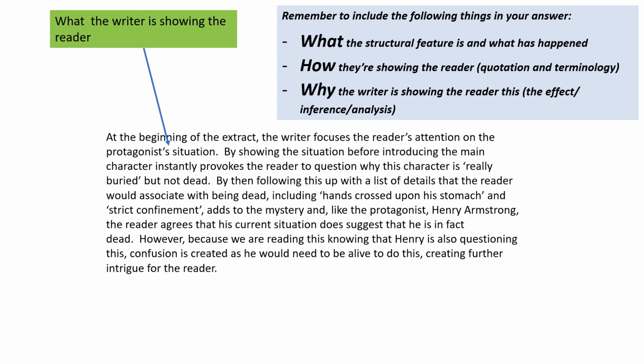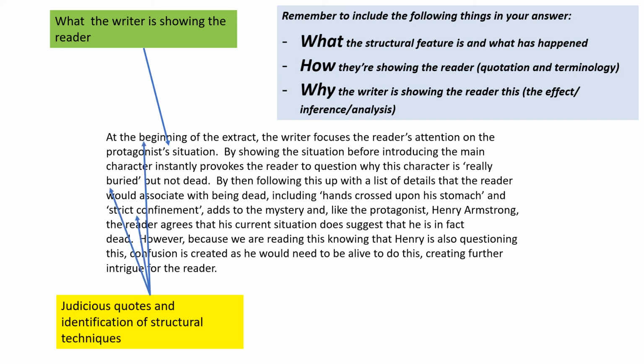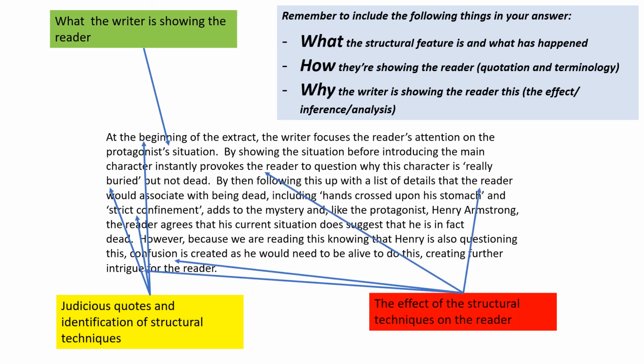So we've got at the start what the writer is showing the reader: Henry's situation. We've then got a range of judicious quotes and identification of structural techniques. So at the beginning is a structural technique. We've got these short quotations, the shift to, all those are structural techniques. And then we've got the effect of the structural techniques on the reader. So this provokes the reader to question. This makes the reader associate these things with death. Confusion is created for the reader. So it's a what, how, why paragraph.